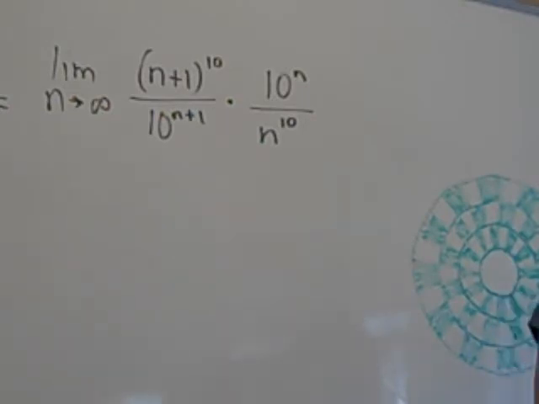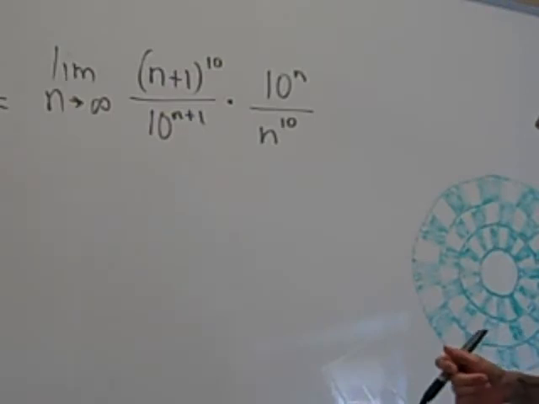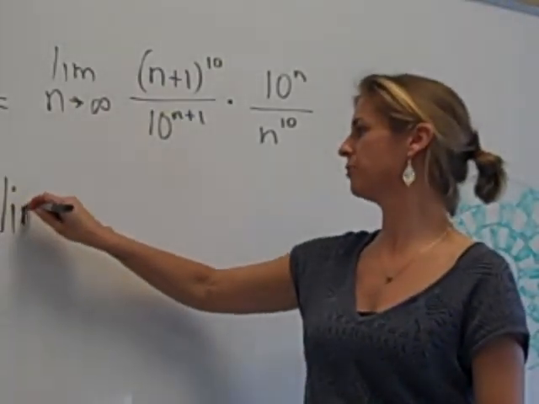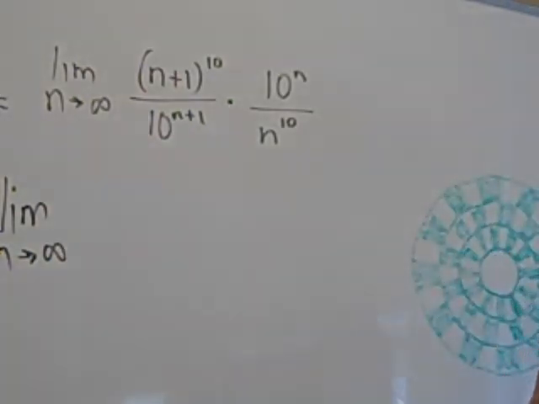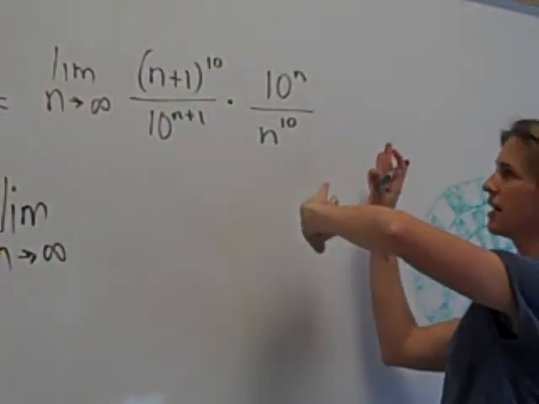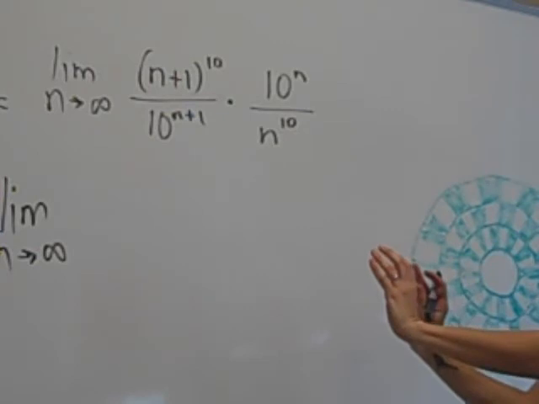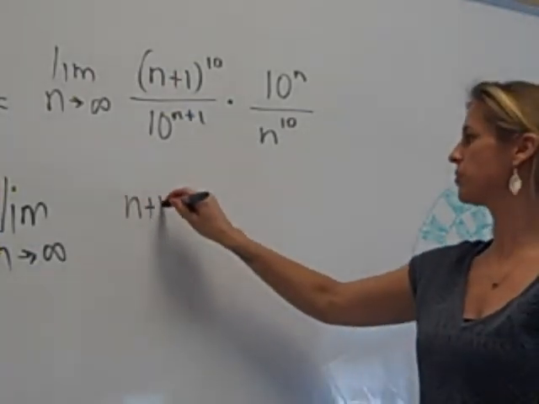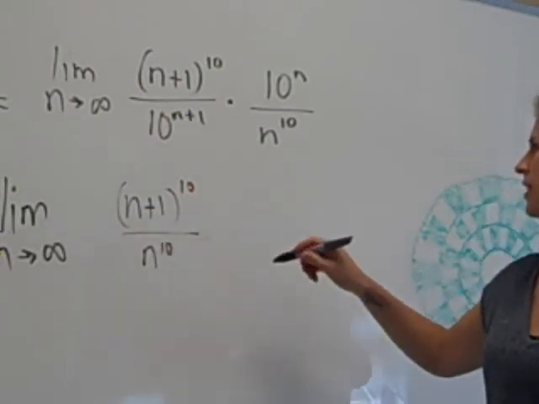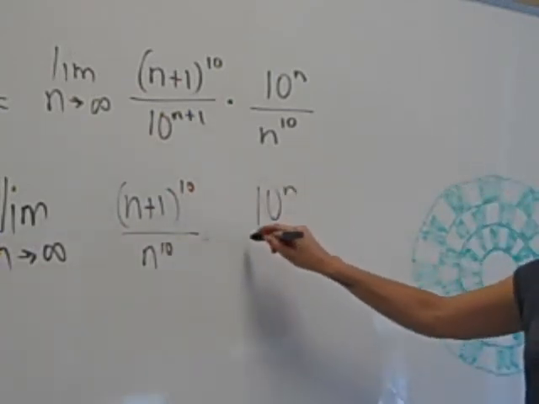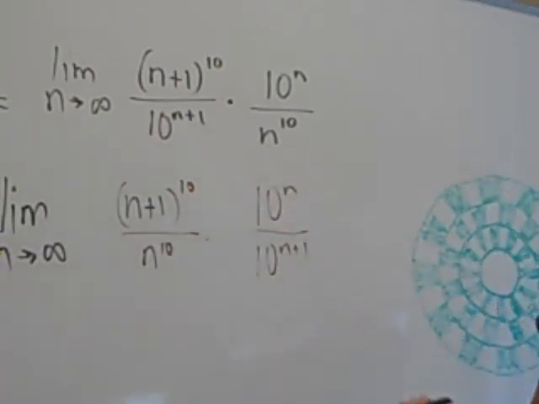Alright, the thing with the ratio test is stuff is going to reduce. I need to pair similar things over similar things. So n plus 1 to the 10th over n to the 10th I need to put together, and then 10 to the n over 10 to the n plus 1 I need to put together.